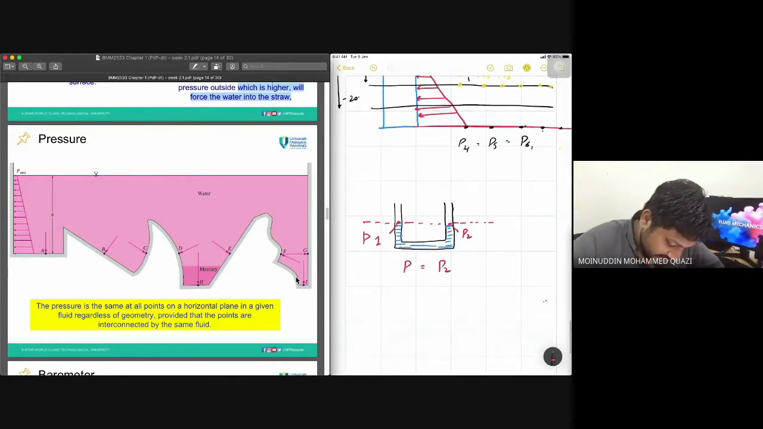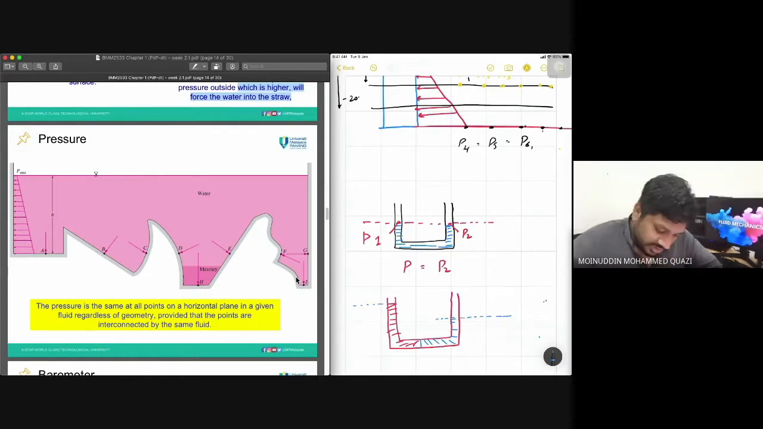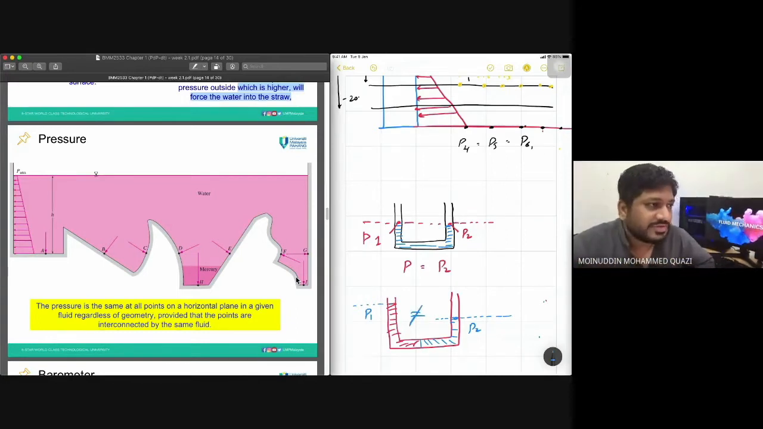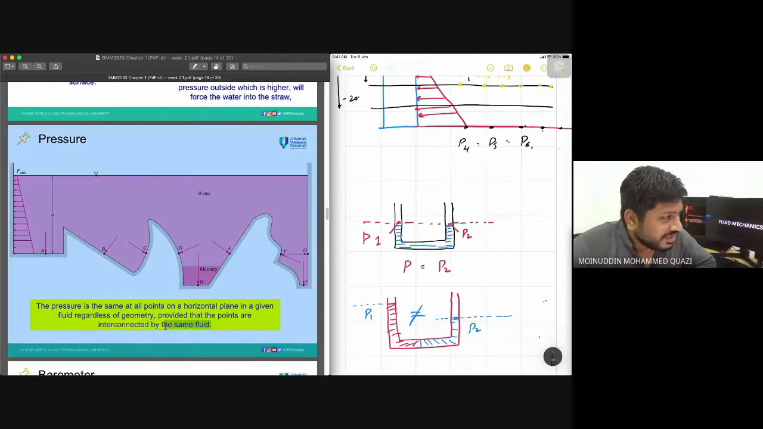However, if I say that I've got a U-tube manometer, we have got a fluid here, and then a different fluid here. Now this height and this height are different. So the pressure at this point P2 and the pressure at this point P1 are not equal because there is a height difference. Okay, so that is important to consider. When is pressure equal and when is pressure not equal? The pressure is the same at all points on a horizontal plane in a given fluid regardless of geometry, provided that the points are interconnected by the same fluid. This is the important condition, the same fluid condition.